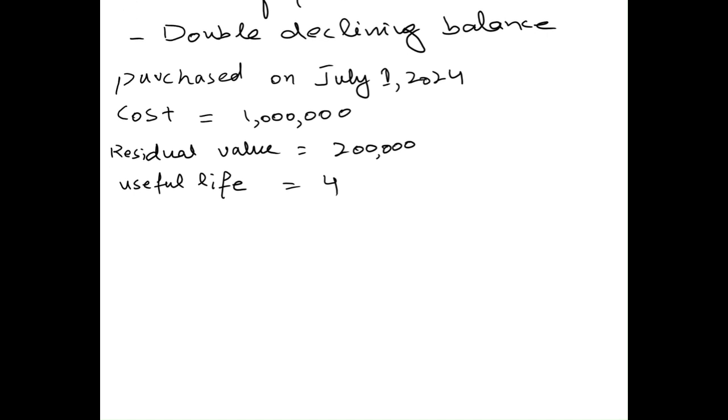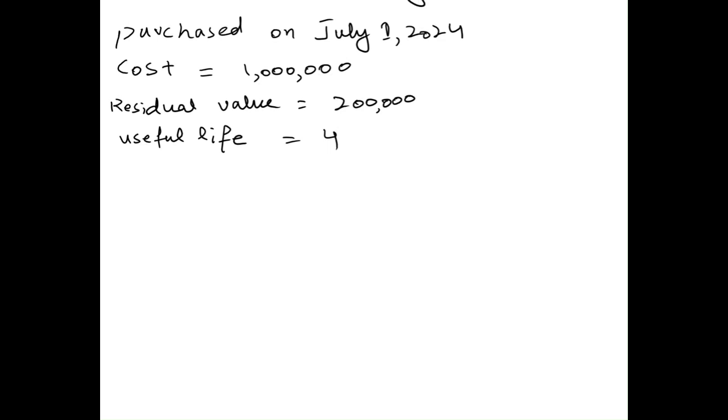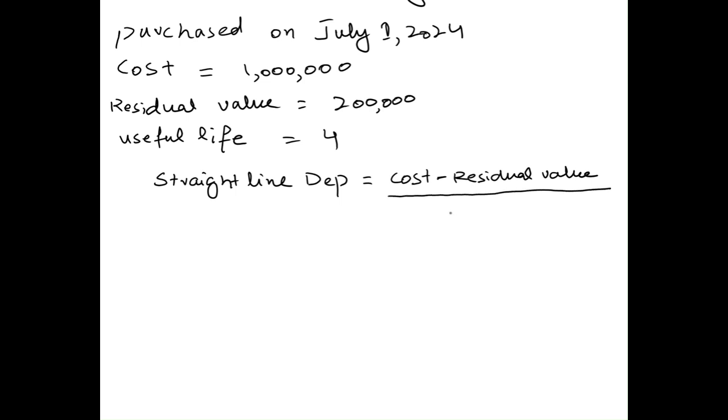So the first one will be the straight line depreciation method. And I hope you remember the formula. So for straight line, depreciation is calculated by taking cost, subtracting the residual value, and then dividing by the useful life.